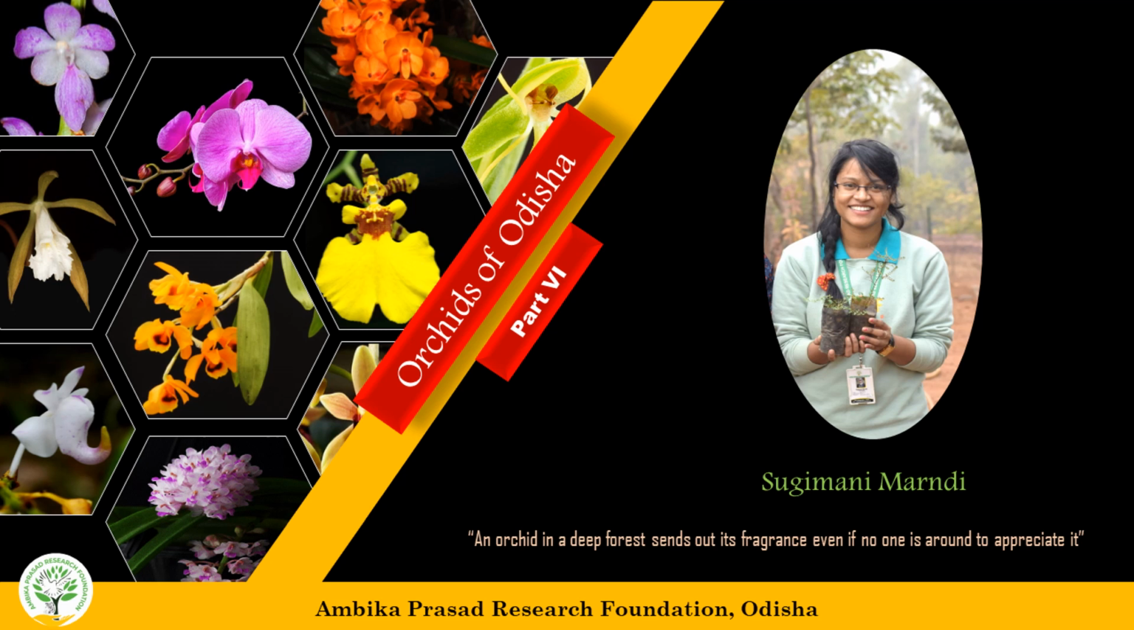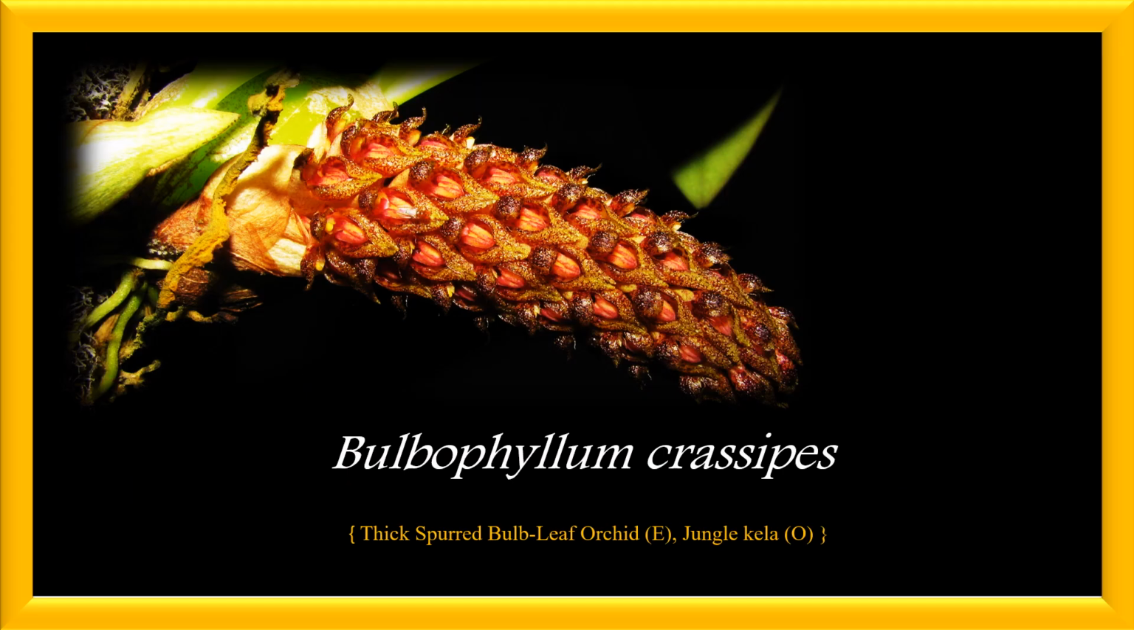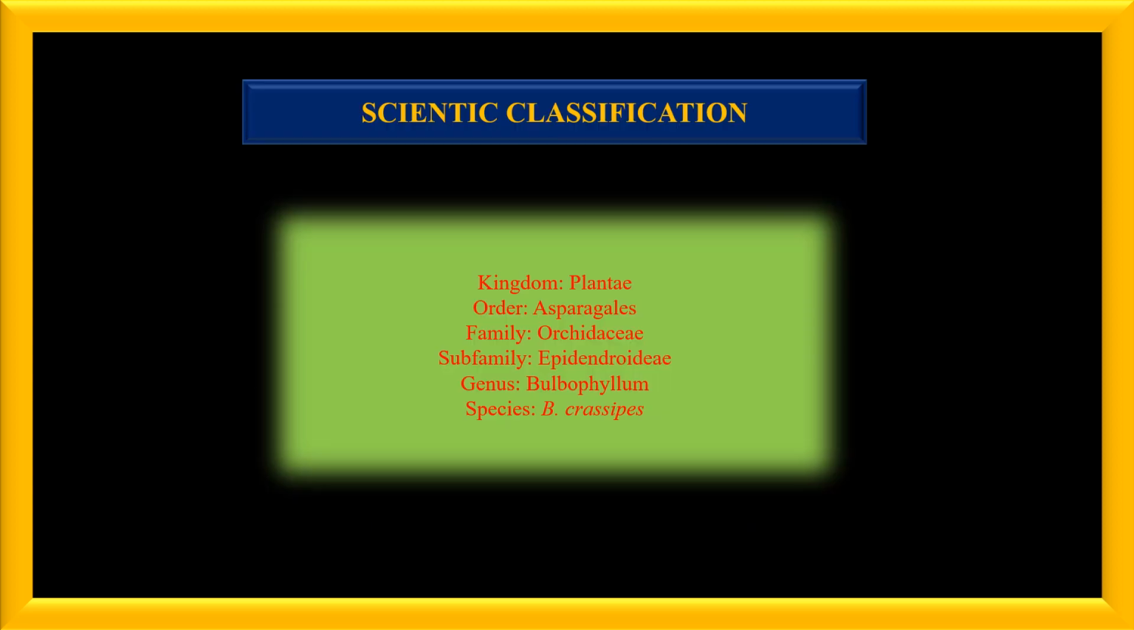So today we will start with our part 6. Today we will learn about Bulbophyllum crassipes. The common name is thick spurred bulb leaf orchid, or in Odia it is known as jungle kela. This is the scientific classification: kingdom Plantae, order Asparagales, family Orchidaceae, subfamily Epidendroideae, genus Bulbophyllum, species Bulbophyllum crassipes. So these are the scientific classification of Bulbophyllum crassipes.